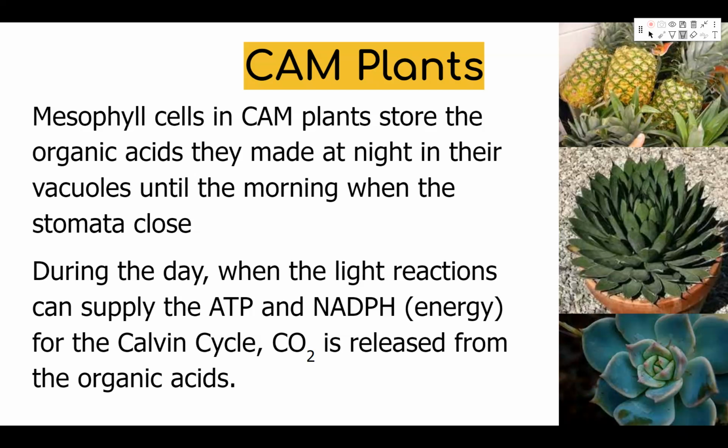So our C4 plants kind of separated, they're compartmentalized physically within the cell. And then our CAM plants isolated these processes temporally, or within time. So they've got a special time for preparing and a special time for photosynthesis to happen. I've got a little diagram that'll help us visualize this a little bit more.